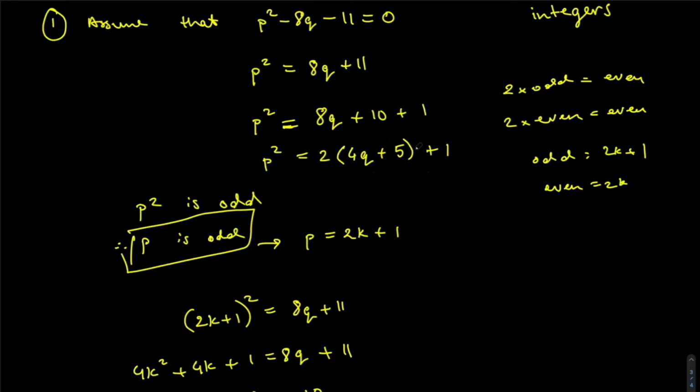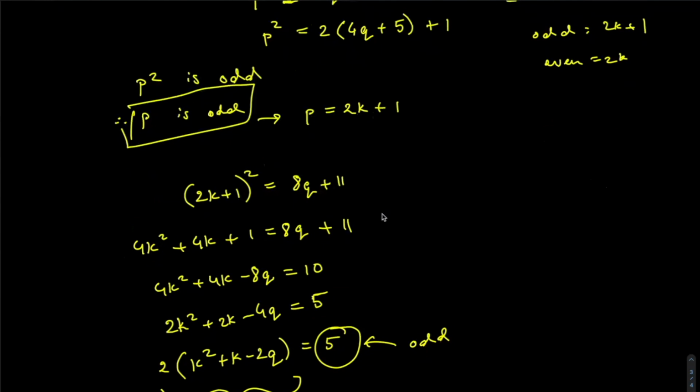So I manipulated things around here, and I determined that p squared is odd. So p is also odd, right? Then I changed up the relationship of p. I wrote it as 2k plus 1, right? It's some integer, 2k plus 1, because that's how all odd integers are taken. Thereafter, I put it back in as p, right?